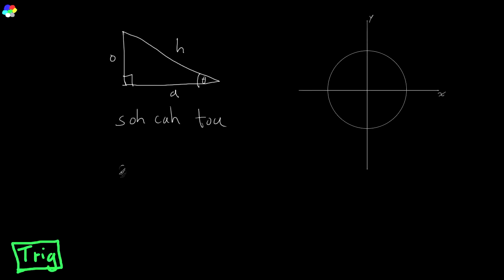And what that means is sine theta is equal to O, opposite over H, hypotenuse. Cos theta is equal to A, adjacent over H, hypotenuse. And the other one is just tan theta is equal to opposite over adjacent, but we don't need that. We just need SOHCAH. So yeah.